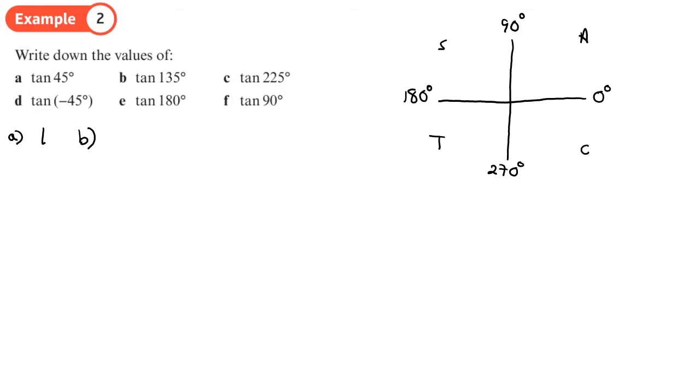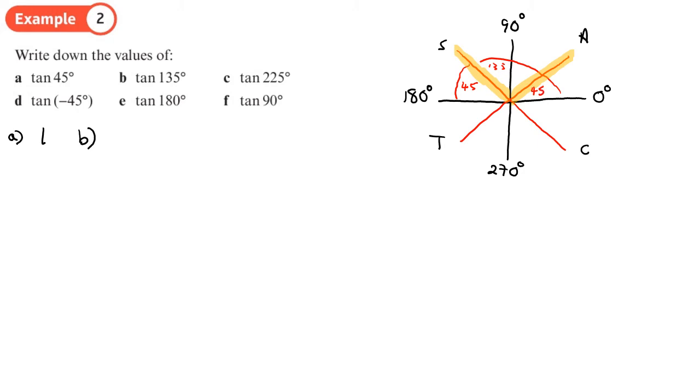B, tan 135, okay, let's draw that on. So tan 135 is going to be here, halfway between, and what I'm going to do is this. So this angle is 135, which means this angle is 45. I'm trying to find this angle for tan. I know that this one is 1, when I worked out that one was 1 from the previous part.